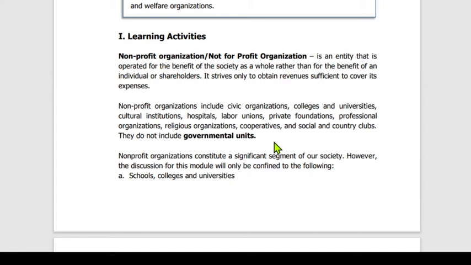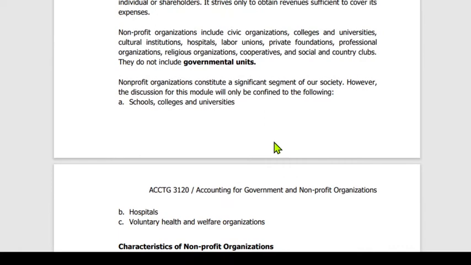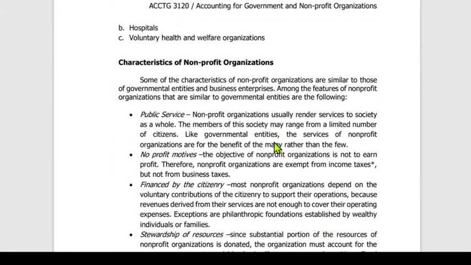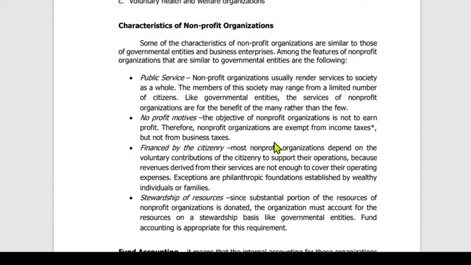So for this module, we will be focusing our attention on schools, colleges and universities, hospitals, and voluntary health and welfare organizations. So yan ang focus natin. Let us first characterize the nonprofit organizations by illustrating the similarities between a government institution, a business enterprise, and a nonprofit organization. So what are their similarities?